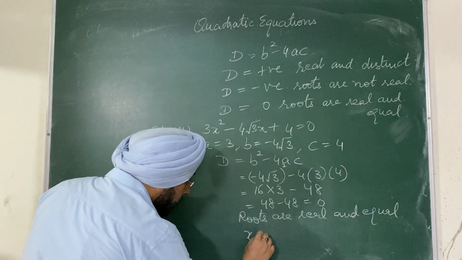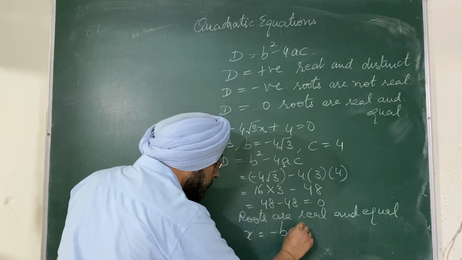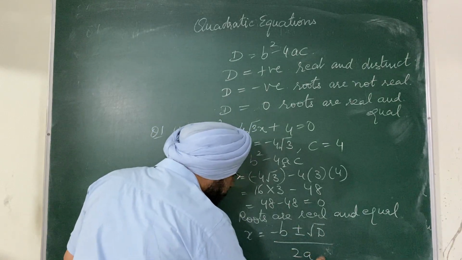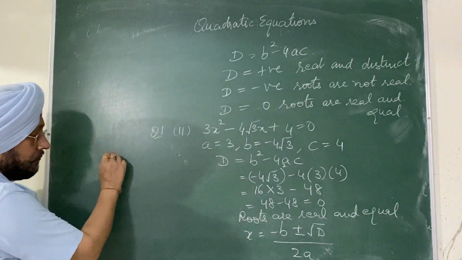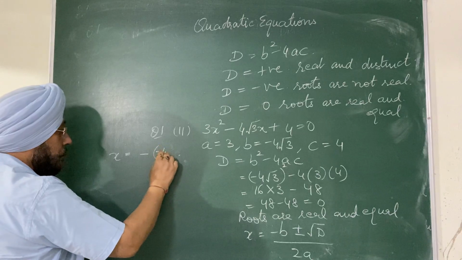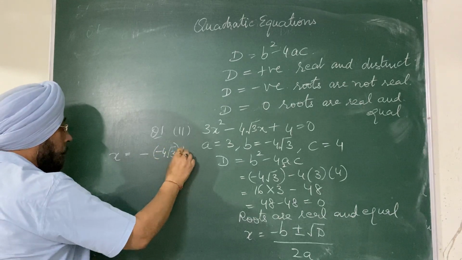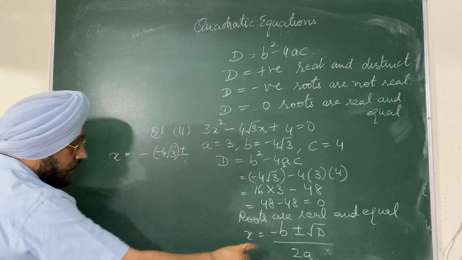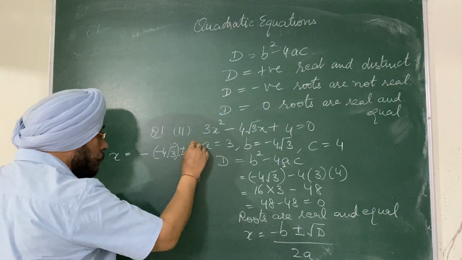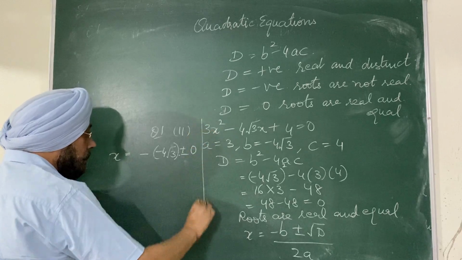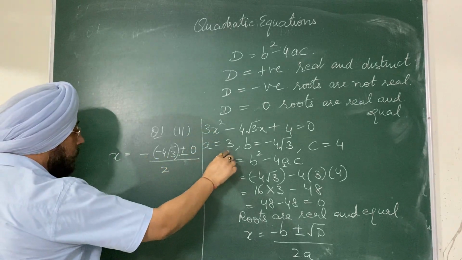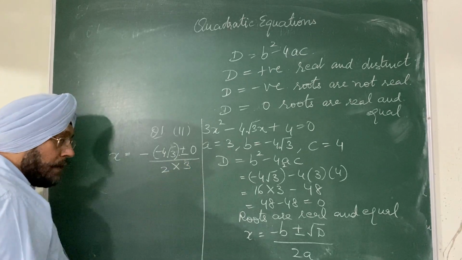Again we have this formula, x equals minus b plus minus root of D upon 2a. Substitute the values. We get x equals minus, what is b? That is minus 4 root 3, plus minus. Now this is root D. Root D means root 0. And what is root 0? That is equal to 0. Divided by 2 multiplied by a, that is 2 multiplied by 3.